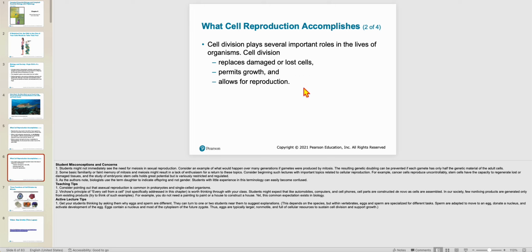Then down here we have allows for reproduction. That's also a part of cell division. So we have growth and repair and reproduction.